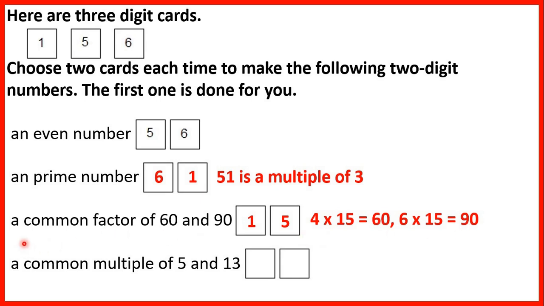So both 60 and 90 are in the 15 times table, so 15 is a common factor of 60 and 90. And finally, we need a common multiple of 5 and 13. So a number that's in both the 5 times table and the 13 times table. We don't have a 0-digit card, so that means we'll need to use the 5 as our ones digit because all multiples of 5 end in 5 or 0. So we can have 65 because 13 times 5 is 65. So it's a common multiple of 5 and 13 because it's in both the 5 and 13 times tables.